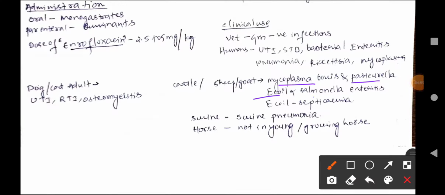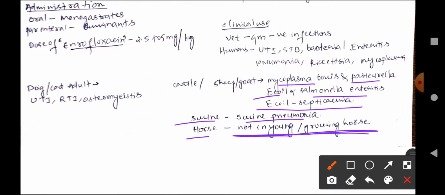E. coli, Salmonella enteritis, and E. coli septicemia. In swine, it is used to treat swine pneumonia, and in horses, they are not used in young or growing horses. And in adult dogs and cats, they are used to treat urinary tract infection, respiratory tract infection, and also osteomyelitis.